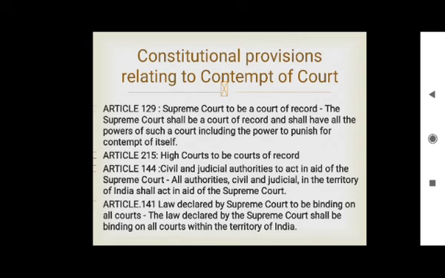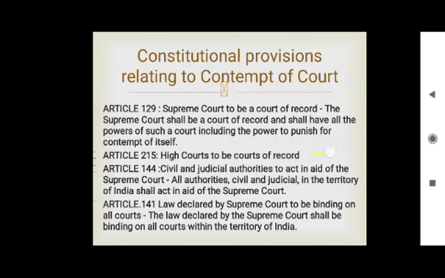Now let's see some constitutional provisions. You don't have to learn all the constitutional provisions, but do remember the articles. That is important. The first important article is 129. Article 129 says that the Supreme Court shall be a court of record. If any court is a court of record, then that court has the power of contempt, the power to punish someone for contempt by default. The Supreme Court shall be the court of record and shall have all such powers, including the power to punish for contempt of itself.